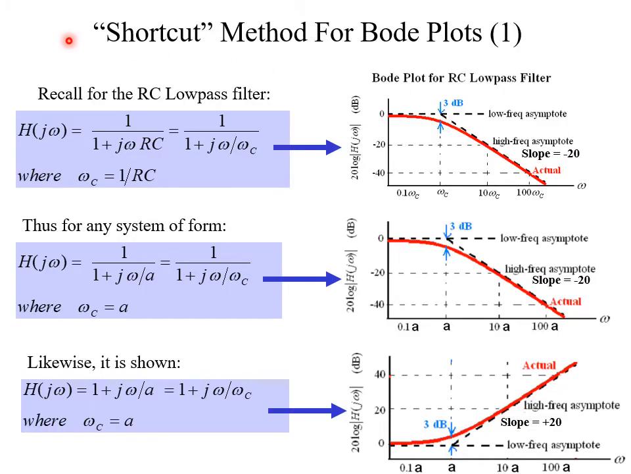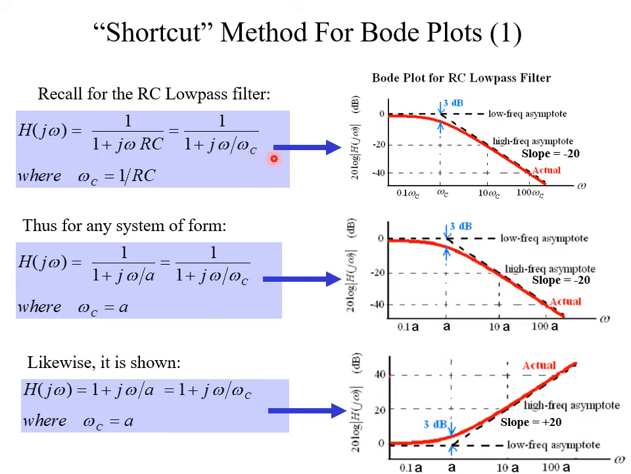So the idea here is, what we just learned for the RC low pass filter that we just looked at, we saw this result. The frequency response was 1 over 1 plus j omega RC. And this is not magnitude, right? This is just the frequency response in its full complex form. We also learned that the corner frequency, omega sub c, was equal to 1 over RC. So if we replace RC with 1 over the corner frequency, we get this form here: 1 over 1 plus j omega over omega c.